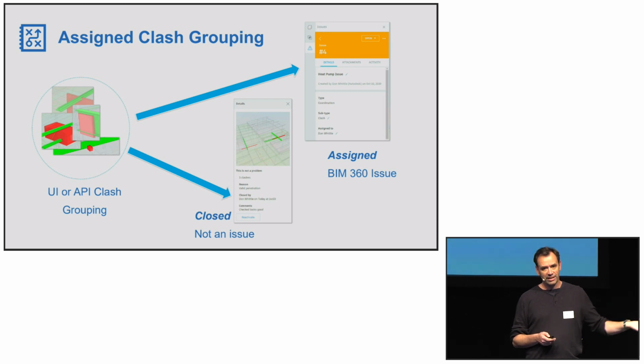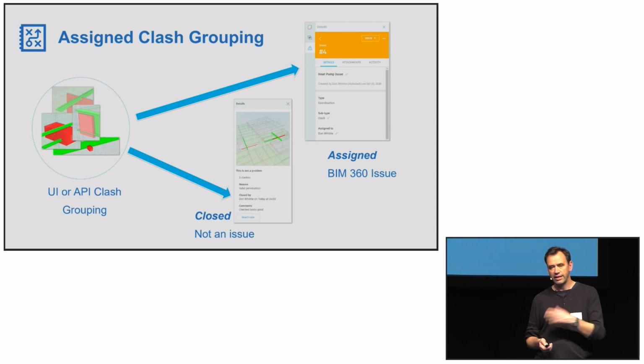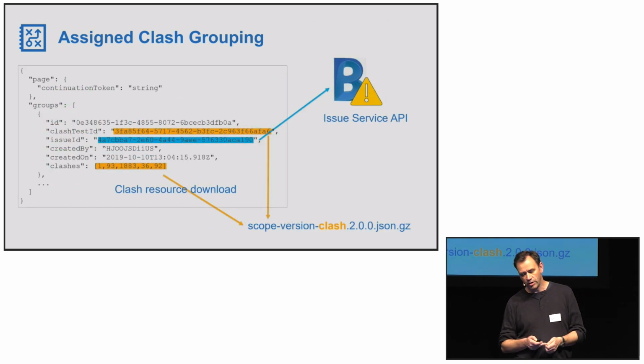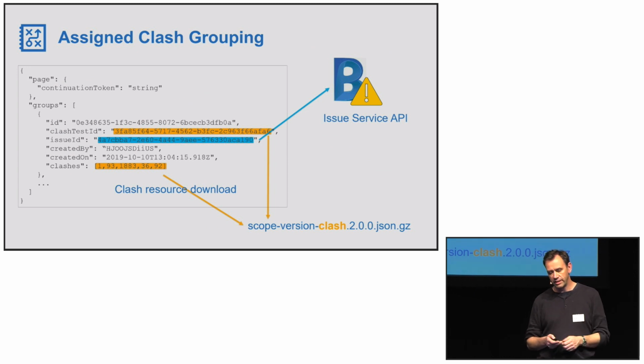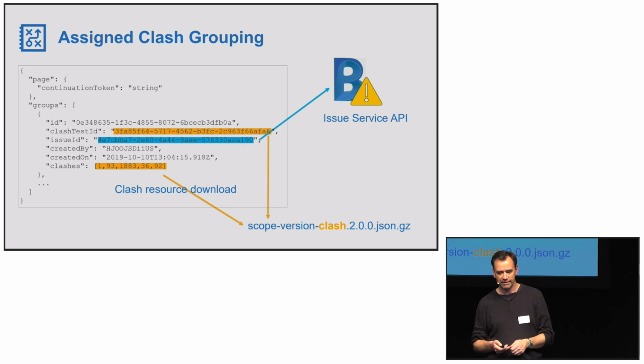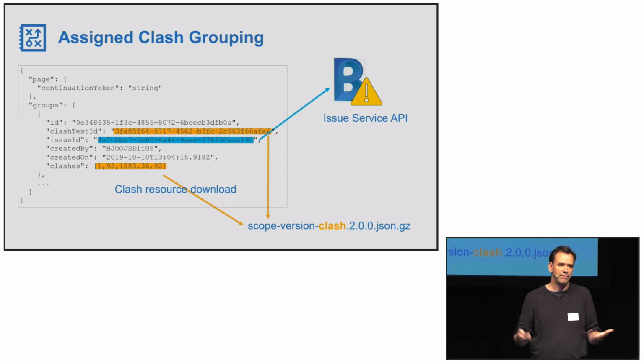So we can ignore clashes. We can call them not an issue, and there's an experience around that. Or we can assign them to a BIM360 issue. And you see here, this is largely how we do that. So there's an issue ID that we can track out to the issue service, and then there's a set of clash IDs, which I talked about earlier, which are in the clash file, that relate those back to the particular clashes that you saw previously. So you see how through the APIs, or at least the JSON data, you can connect everything up in terms of the issues workflow associated with clashes that are created against a model set version.